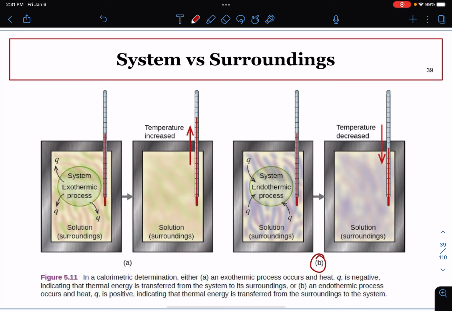Looking at the next picture, we have two more boxes for a new calorimeter that's going to show an endothermic process. Again, the green circle is the system, and we can see arrows of heat, or Q, pointing into the system from the surroundings. So now energy is being taken from the surroundings and going into the system. And this means the temperature of the surroundings will decrease, as we can see by the thermometer.